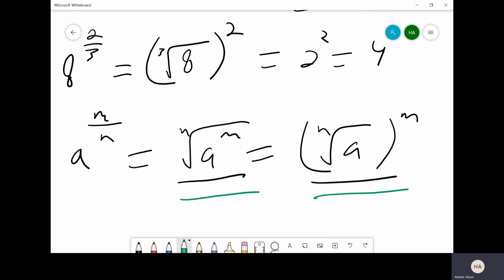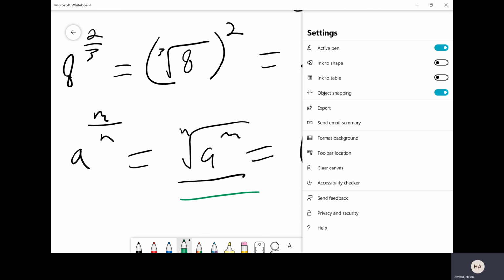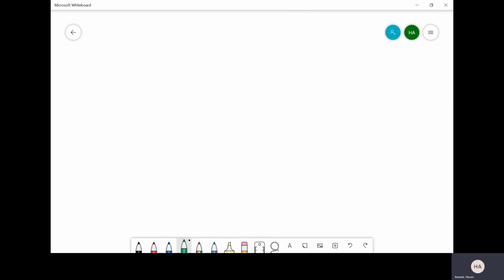So it really just depends on your situation, but just know that they are equivalent. Okay, so let's work through one more example here, and then I'm going to let you guys do the last classwork assignment, and that's going to be it for today. So let's say we have 4x to the 1/2 power times 3x to the 1/5 power.